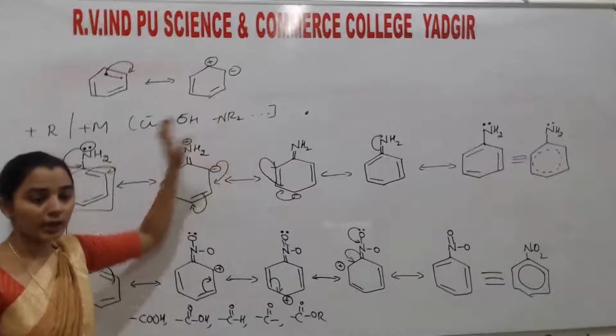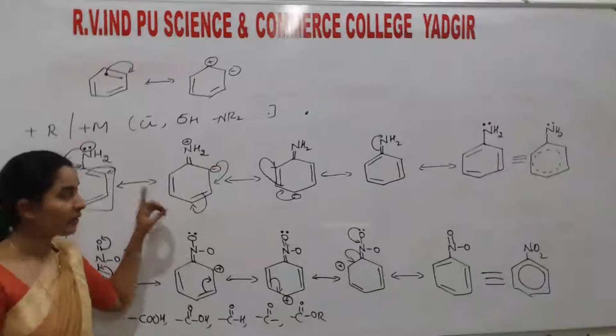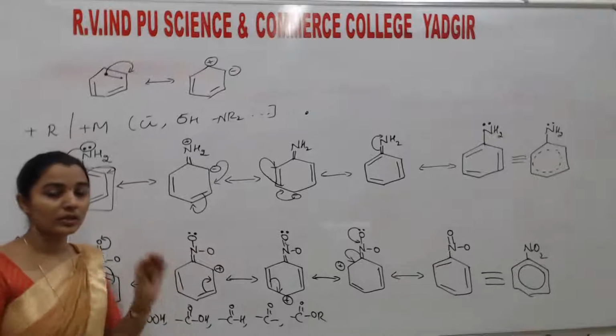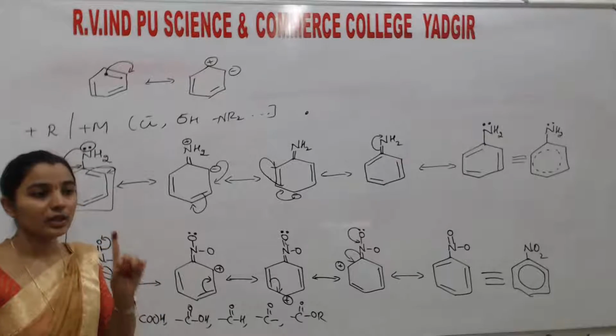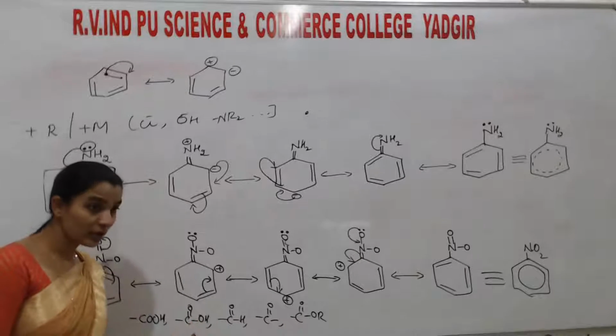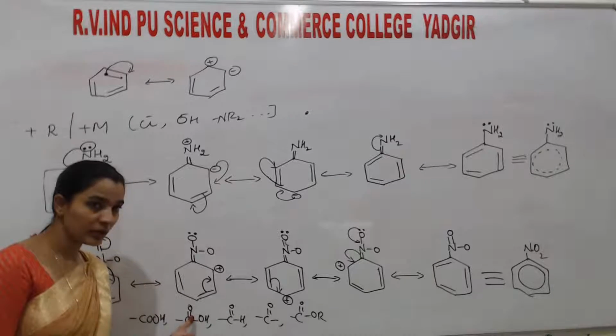If single bonded atoms are bonded to the system, then they show positive resonance effect. Because there is only one possibility of the movement of the electron, which is towards the system. But here pi electron is there, pi bond also involved in resonance.